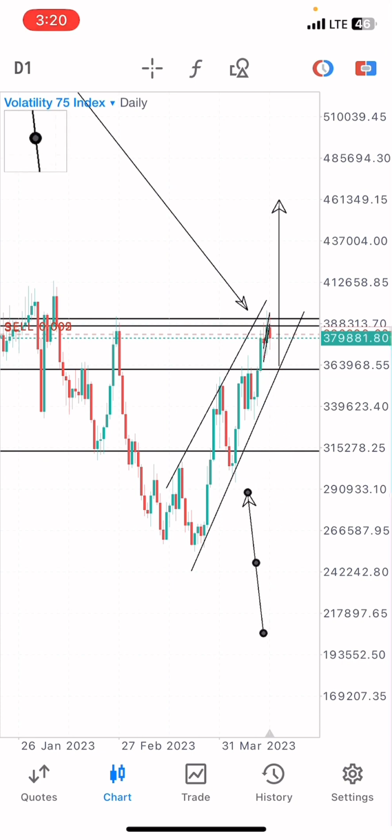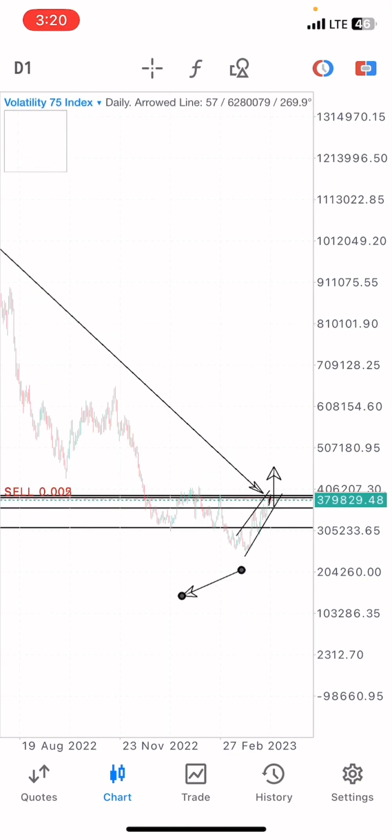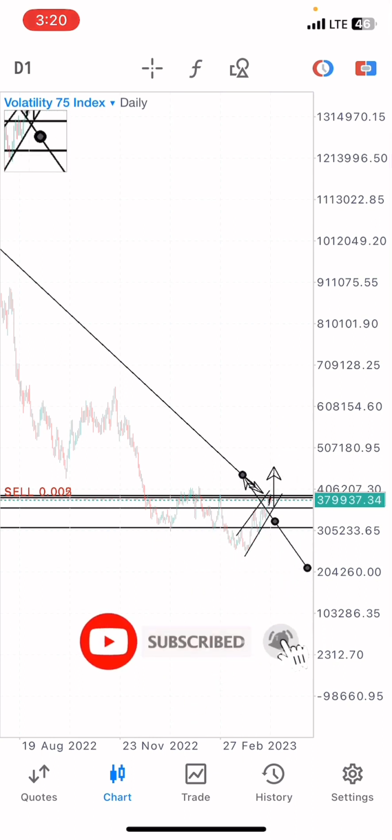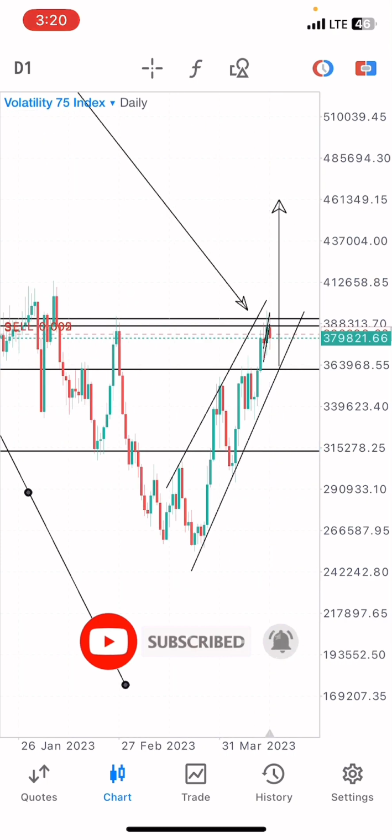So I'm actually long-term bullish on 75 index because of this market structure at this point and how the bearish pressure has been on for a very long time now. So I think this point is the bottom of the market. So we're expecting some kind of bullish presence in the market.